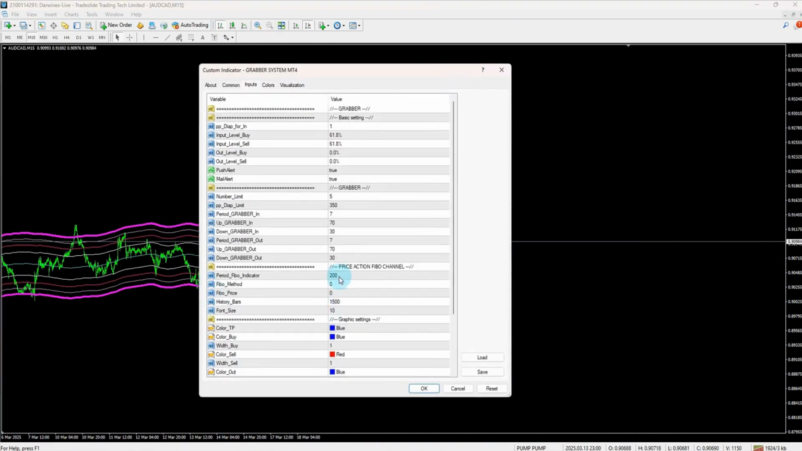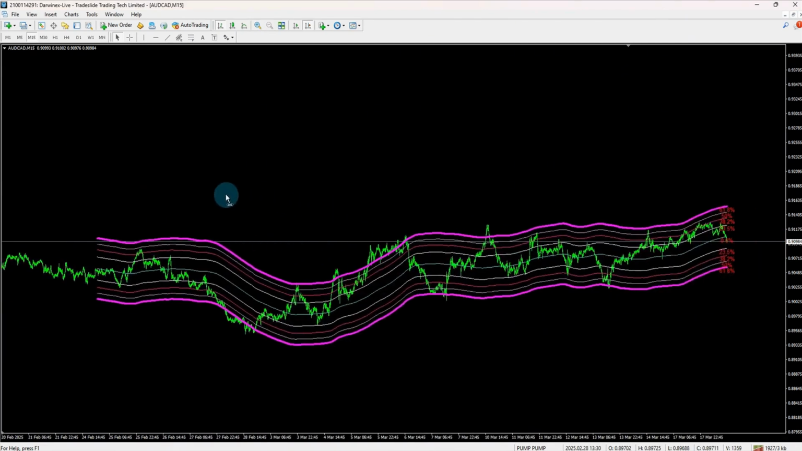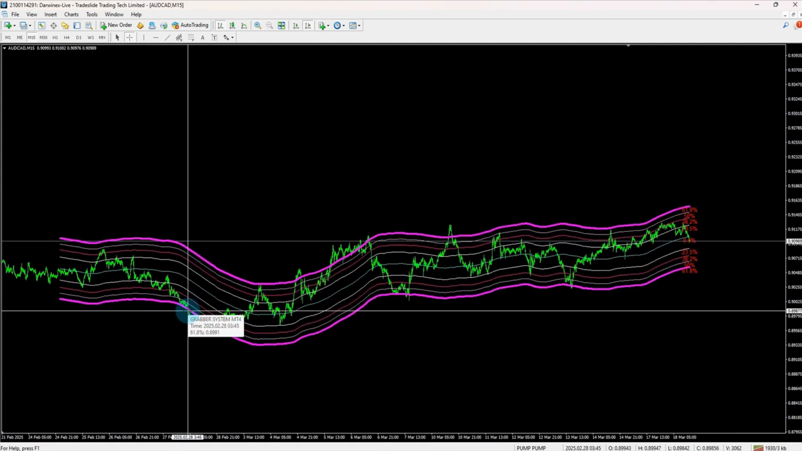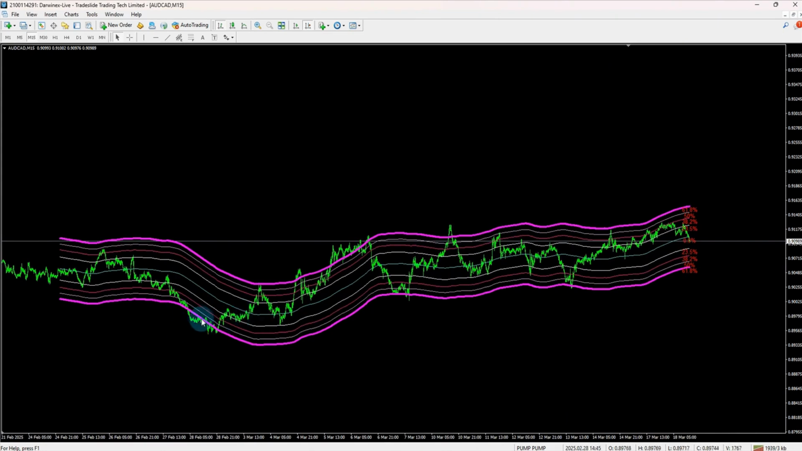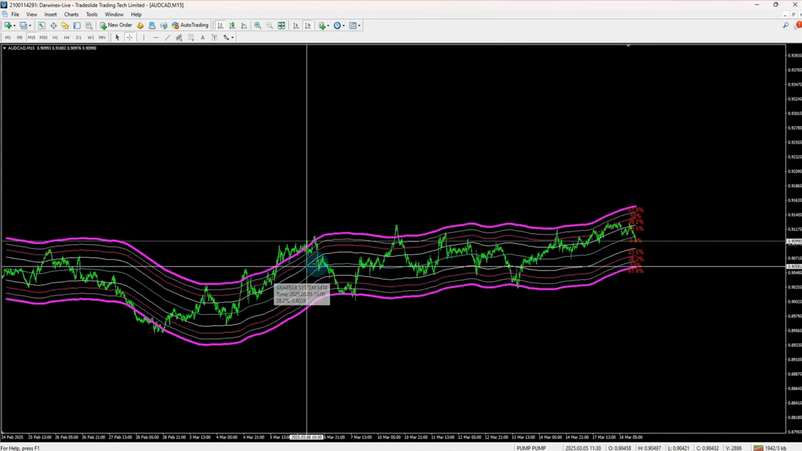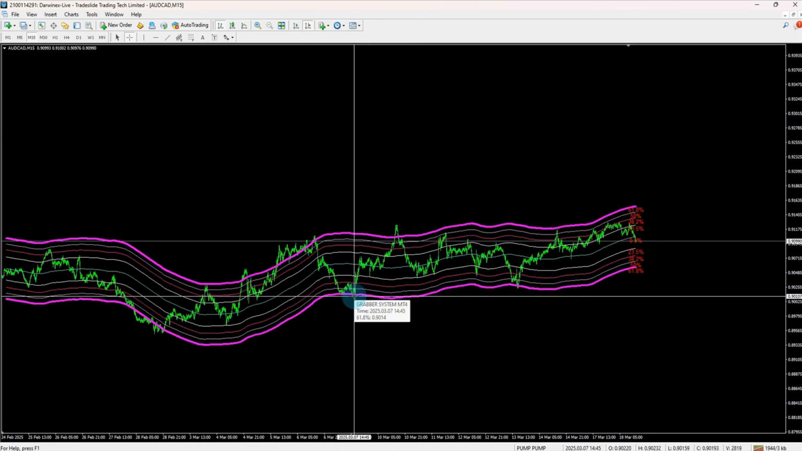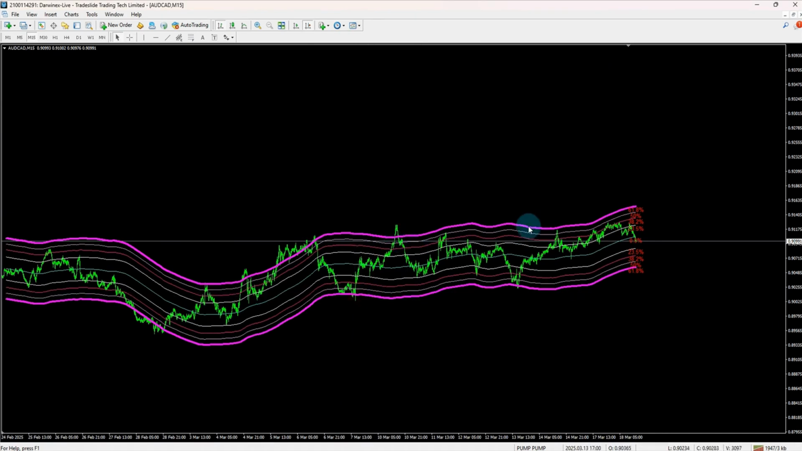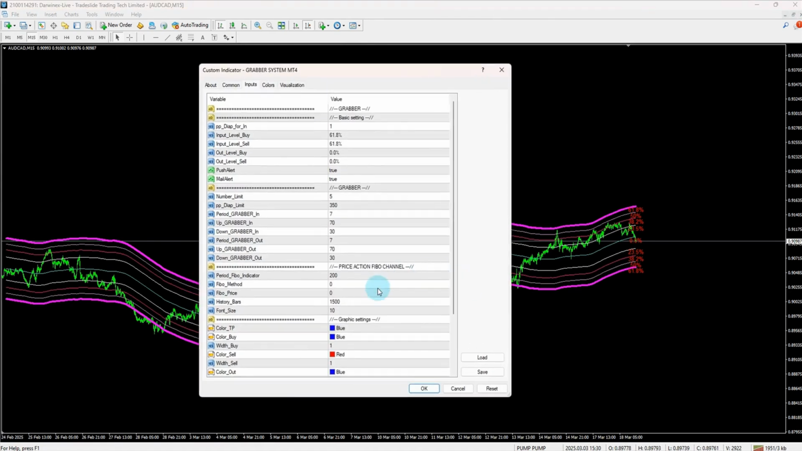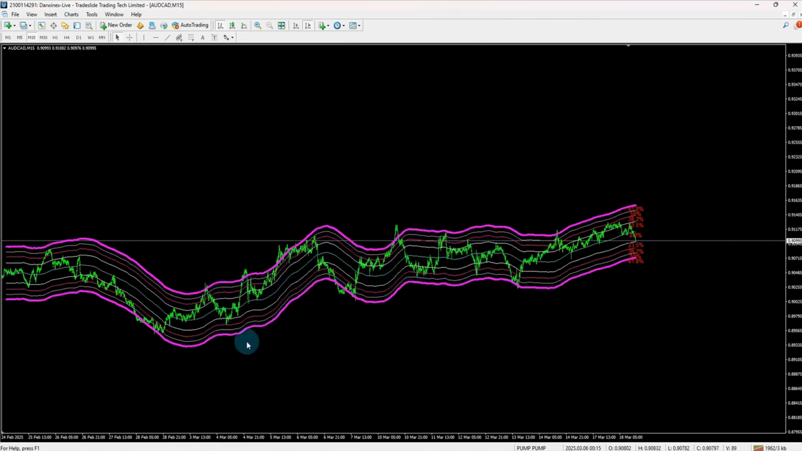In this case, we will have fewer signals, but more potential for price movement, resulting in greater profitability. You see, in most cases, they touch the very tips of the candles, the outer boundaries, because if we set it here, for example, 120, then we will have more signals and more touches. But these will be less accurate trades.